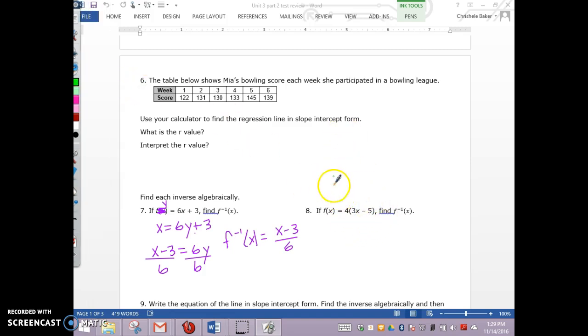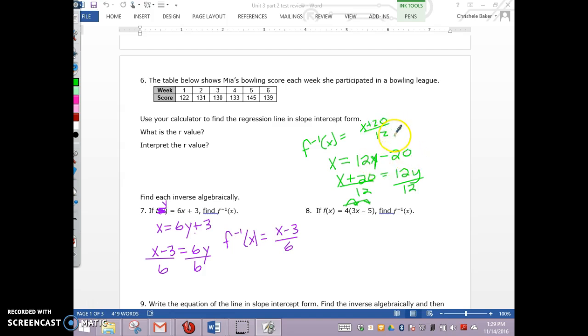One thing is I can distribute this before I get started. Whoops, that's a y then. And I can do that. And then it's real easy. x plus 20 equals 12y, divide by 12, divide by 12. And my inverse would be (x plus 20) over 12.